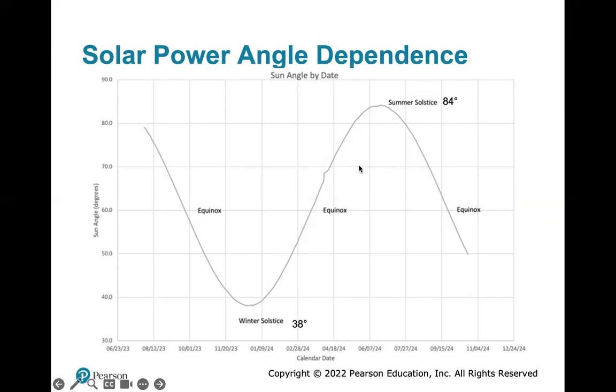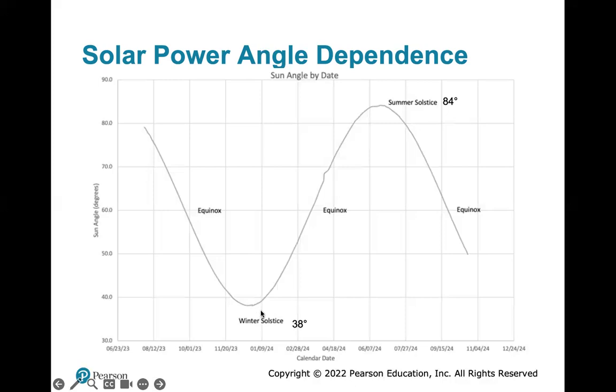And you can see that during the summer, the rays are almost coming straight down. They're not quite at 90, they're at 84 degrees. And you can see that's from about June 7th to about July 7th, somewhere around there. In other words, between June and July, we get the sun's rays coming down almost perpendicularly.